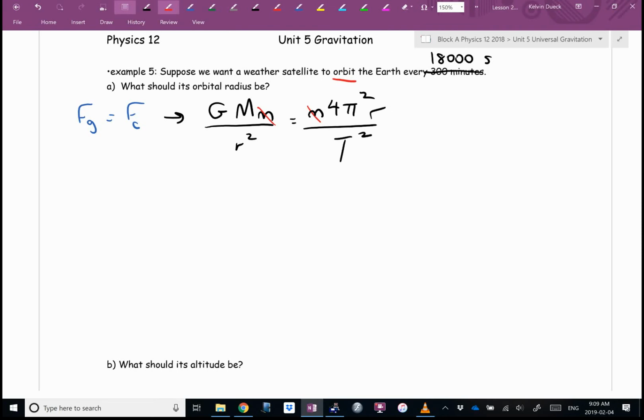What am I trying to find here, Maddie? Let's get the r by itself. I think I'm going to multiply that up to there, and I'll end up, can you see, with an r cubed? I'm going to multiply the t squared up to there. I'll end up with an equal sign and a big G, a big M, and a t squared. And then what will I do with that 4 pi squared? Sorry? Divide it. It's going to end up over here.